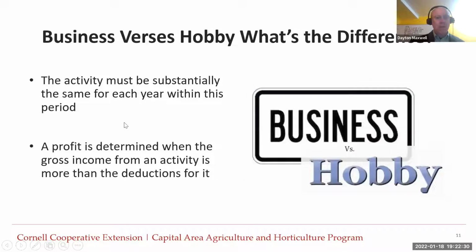All right. And the activity must be substantially the same for each year within this period. And a profit is determined when, obviously, gross income is more than the deductions for it, which we'll see on the Schedule F in a few minutes.